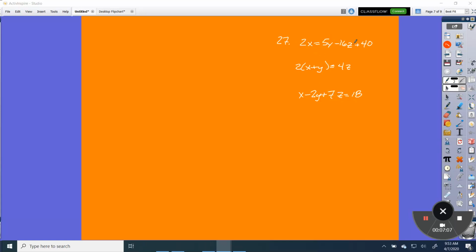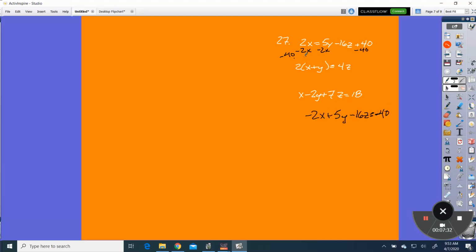So on 27, I have a problem. I have variables on both sides. So I'm going to minus the 2x from each side and minus the 40 from each side. Okay. So really what I end up with is -2x plus 5y minus 16z equals -40.